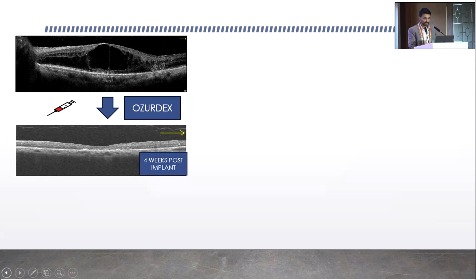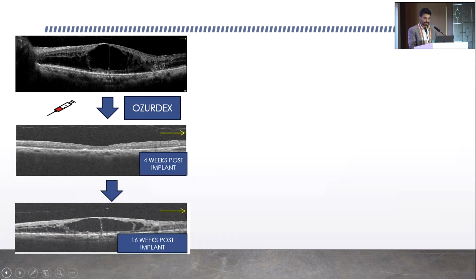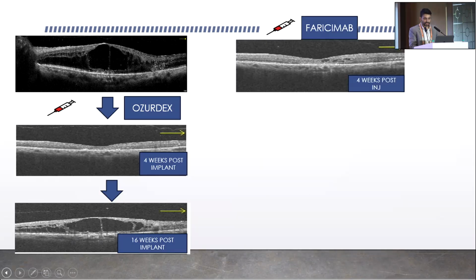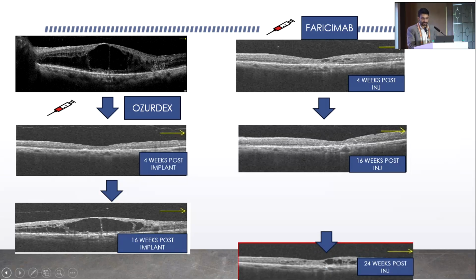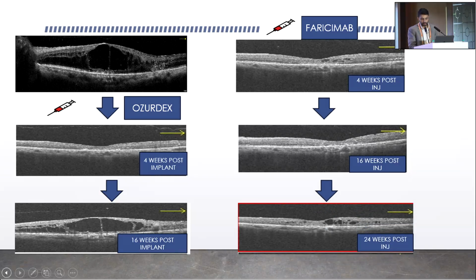4 weeks post-implant, the CME had all resolved, but at 16 weeks, it had come back again. The recurrence was there, and this was the usual pattern with Ozurdex. So at that time, we offered an alternative to the patient, and faricimab was injected. As we can see, 4 weeks post-injection, the CME had resolved, was maintained at 16 weeks, and there was a recurrence at 24 weeks.